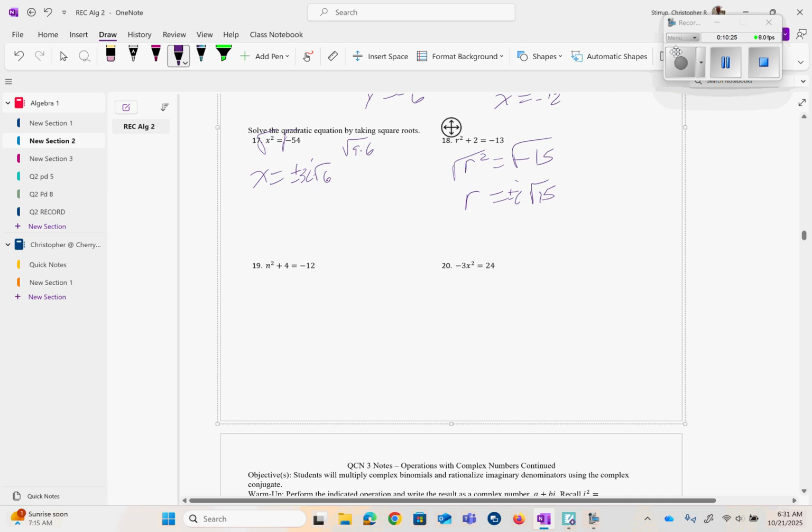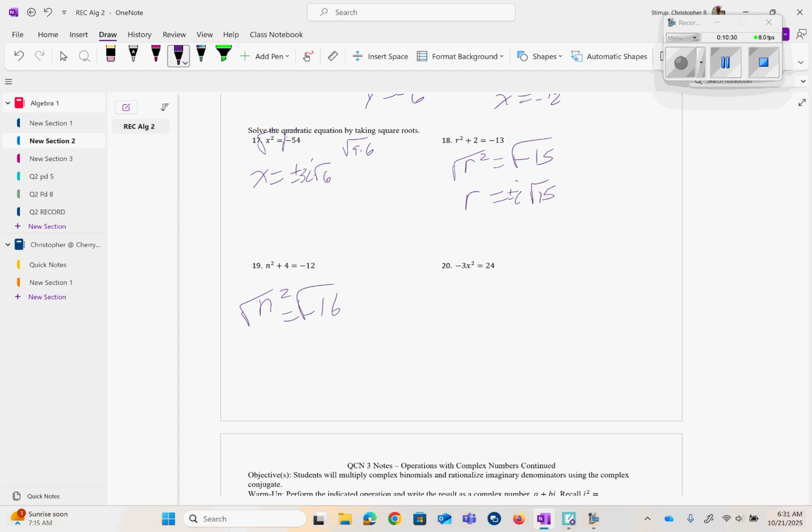Number 9, we're going to go ahead and subtract 4 from both sides. Root, don't forget the plus minus. So n is equal to plus or minus 4i. Divide each side by negative 3. Root, don't forget the plus minus. So I'm going to get an i in there. 8 is going to break down to 4 times 2, square root of 4 is 2, so 2i root 2.